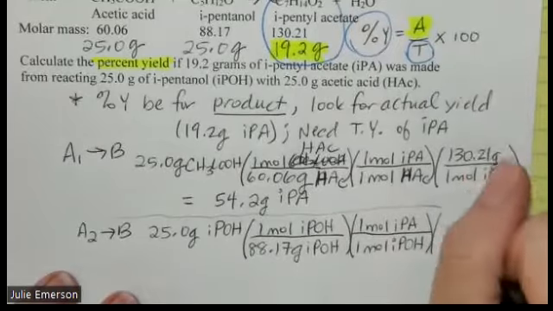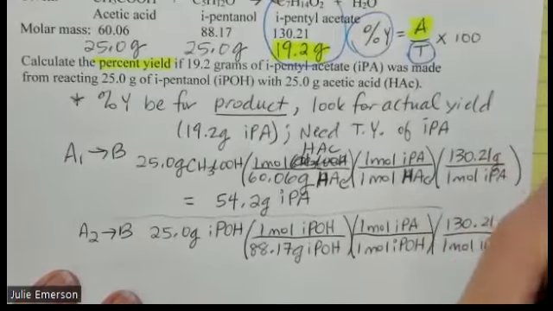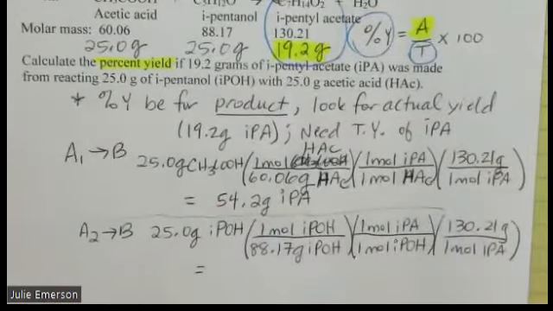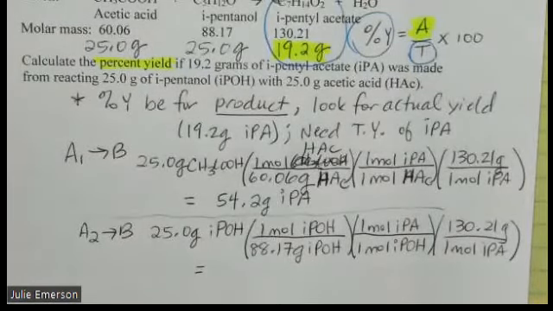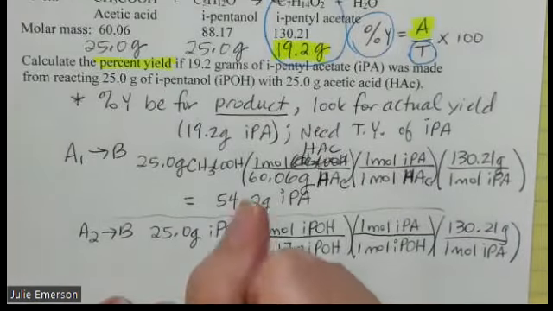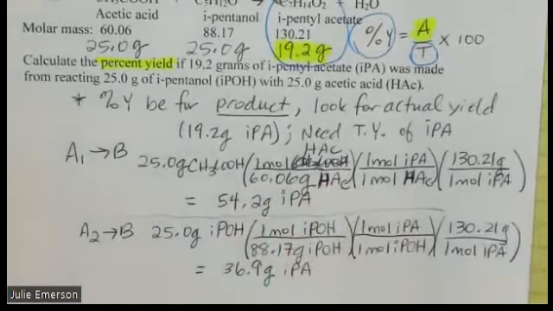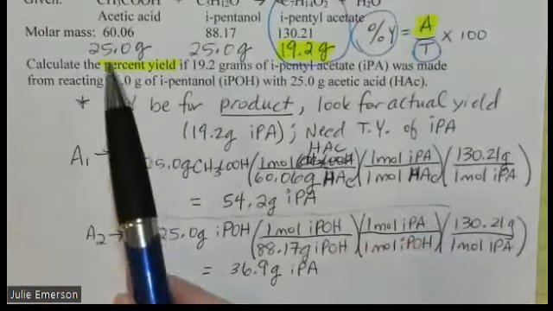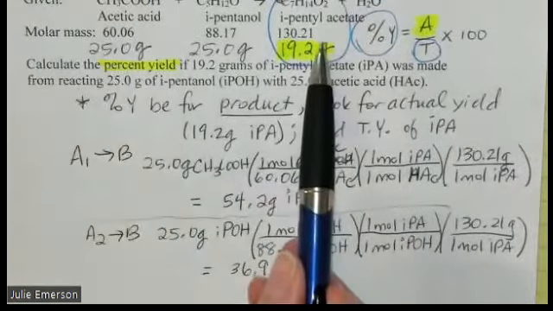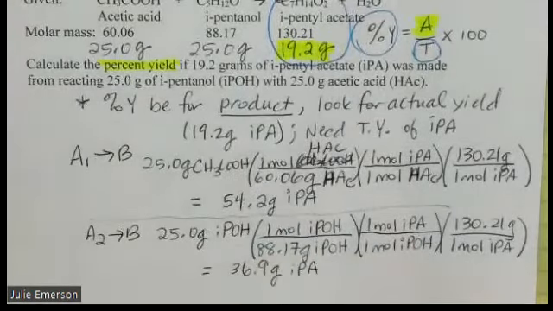All right. And then the last one here, 130.21 grams is 1 mole of IPA. So let's see what the ipentanol would produce. So 25 grams divided by 88.17 and then times 130.21. So this one, 36.9 grams of IPA. Like we talked about with the last example, the 25 grams of acetic acid could make about 54 grams of product. The 25 grams of ipentanol could only make about 37 grams of product.